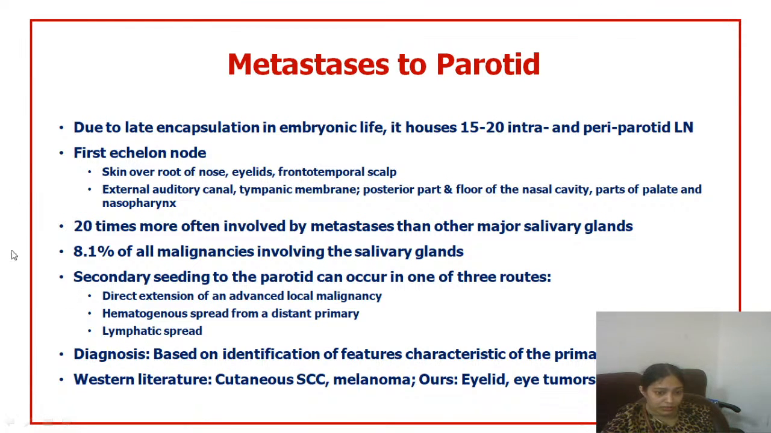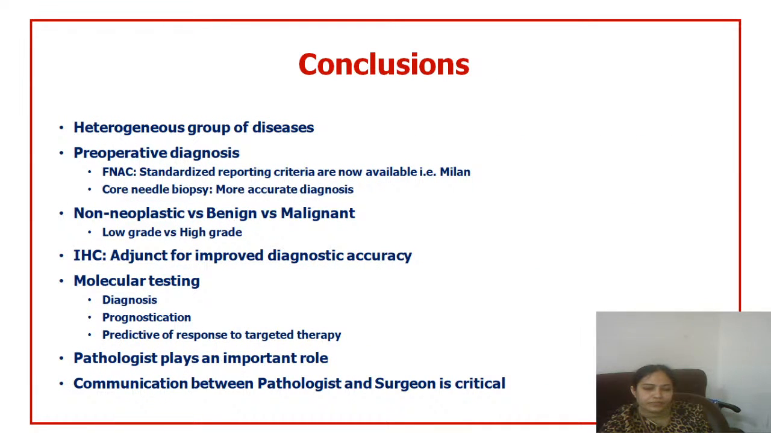Metastatic tumors to the parotid can occur by direct extension. You can have hematogenous spread, you can have lymphatic spread. When we look at Western literature, the most common metastases to the parotid are cutaneous squamous cell carcinoma and melanoma. However, these are not so common in our country, and over here eyelid tumors and other ocular tumors like retinoblastomas do frequently metastasize to the parotid.